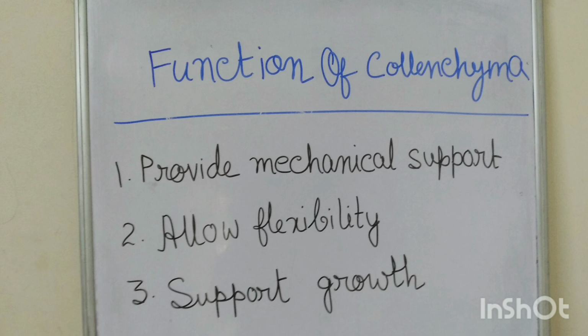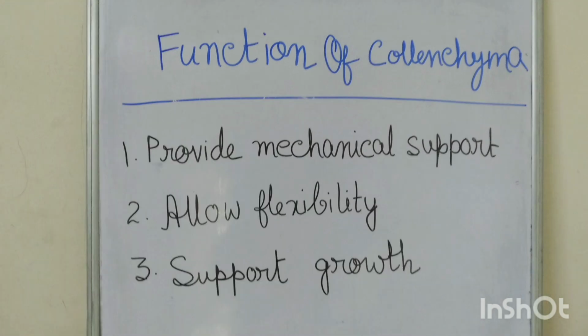Now I tell the functions of the collenchyma. It provides mechanical support, meaning it is very strong. It allows flexibility, meaning when the plant wants to move or bend, it allows it. And it supports growth; at the time of growth, it helps the plant grow properly. Mechanical support is the main function, and the others are additional functions.